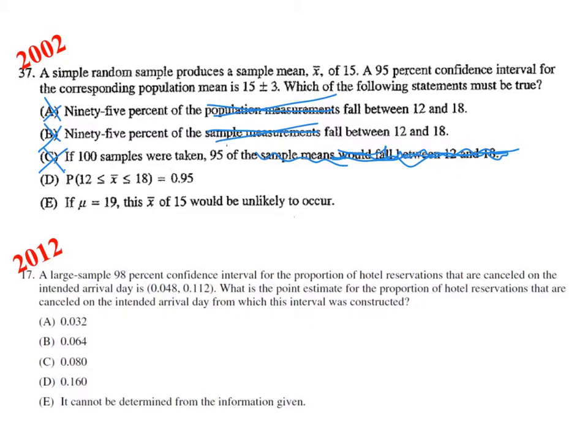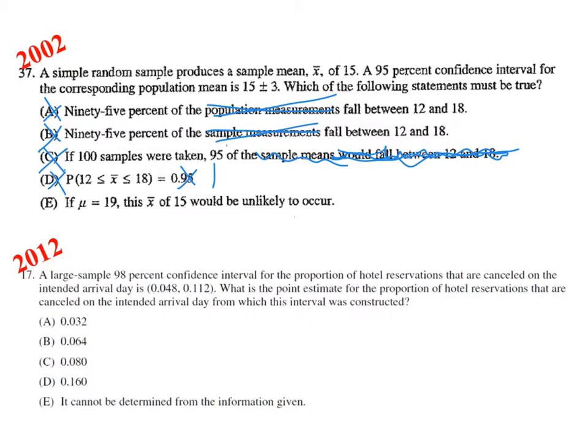It means we took 100, we did it 100 more times, and they all got their own interval. My favorite incorrect answer is D. It says the probability that the sample mean is between 12 and 18 is 0.95. Well, the sample mean was 15. The probability it falls between 12 and 18 is 1. It's right in the middle. We based our interval off of it.